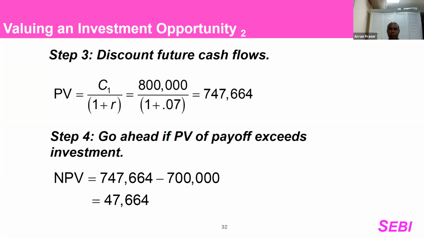So you'll go ahead if the present value of the payoff exceeds the investment. So here, the 800,000 that you'll expect in a year's time, discounted by the factor to today's value, will be equal to 747,664, and you less the investment from that, and you get a net present value of 47,664. This net present value could be interpreted as the value that you add to the company, the value that you add to shareholders.